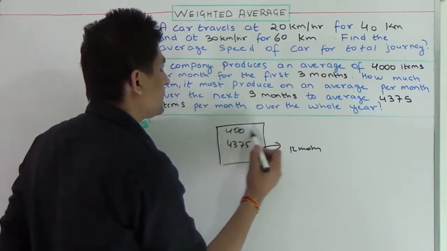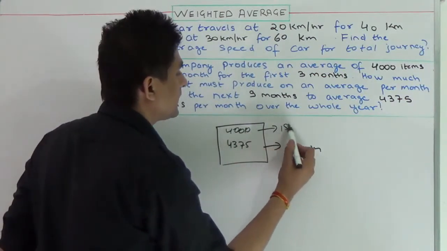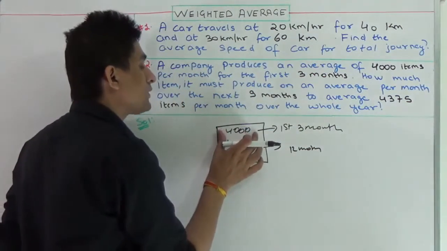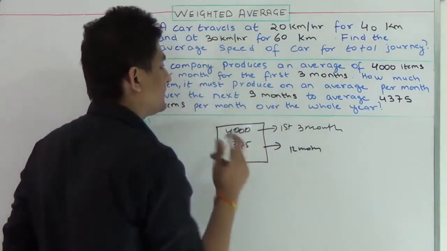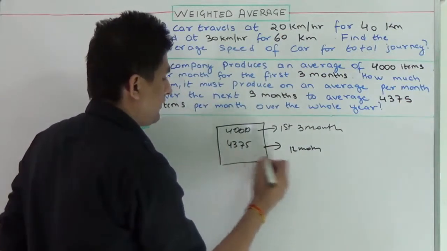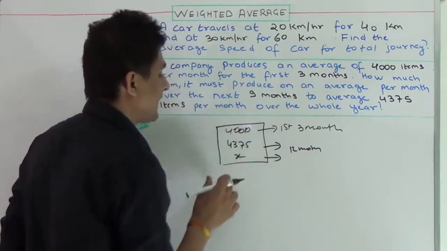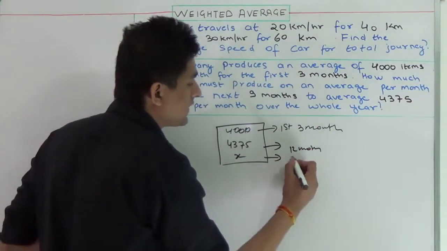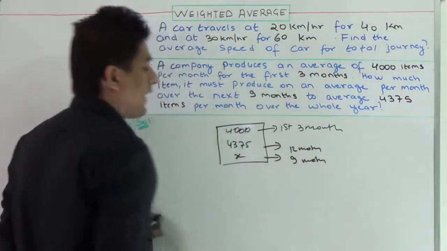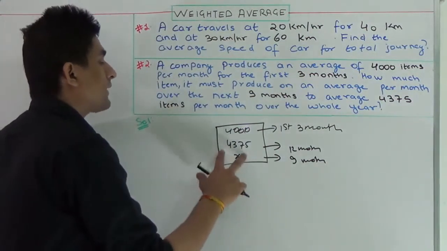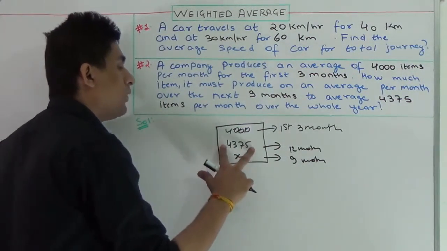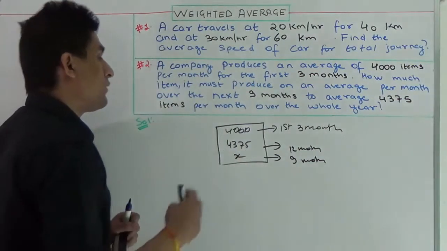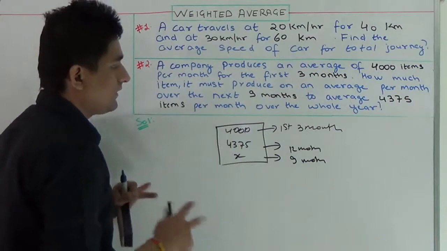But the company produces 4,000 items in the first 3 months. The company has produced on an average 4,000 items in the first 3 months, and they have to produce some more. I am assuming it to be X, and we have to find the average production in the next 9 months, so that the company's overall, that means whole year, production average comes to 4,375 units per month. Okay, this is the question.